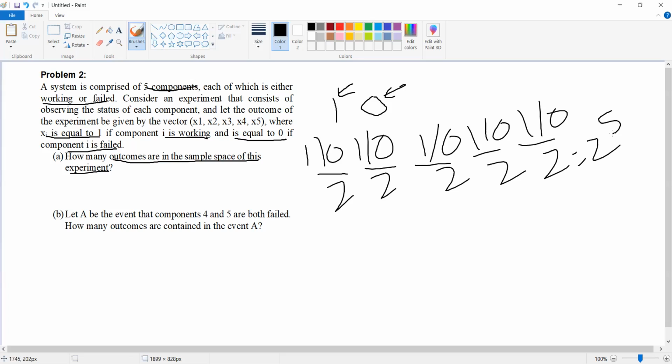So yeah, just like you mentioned, part B is placing a restriction on it. Part B is saying that components 4 and 5, these two components, they both have failed. How many outcomes are contained in event A? So now we know that they're not a 1, they're 0. So for only these two blocks, how many possible arrangements can we have?